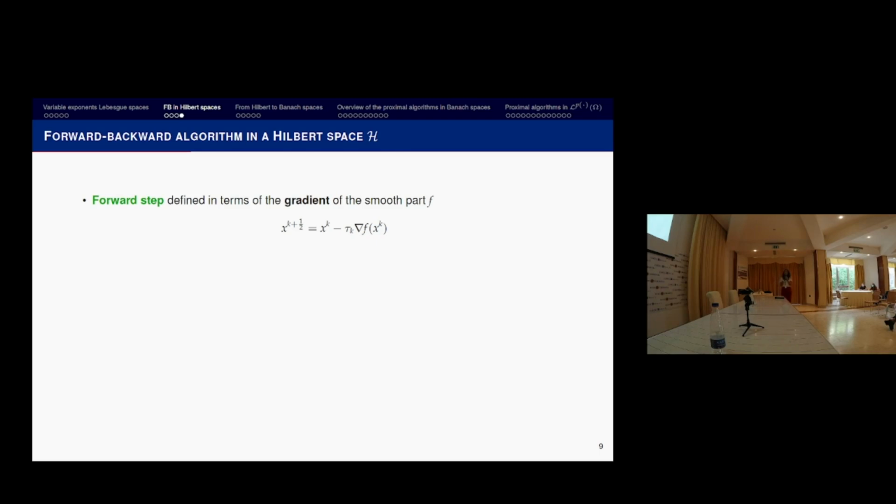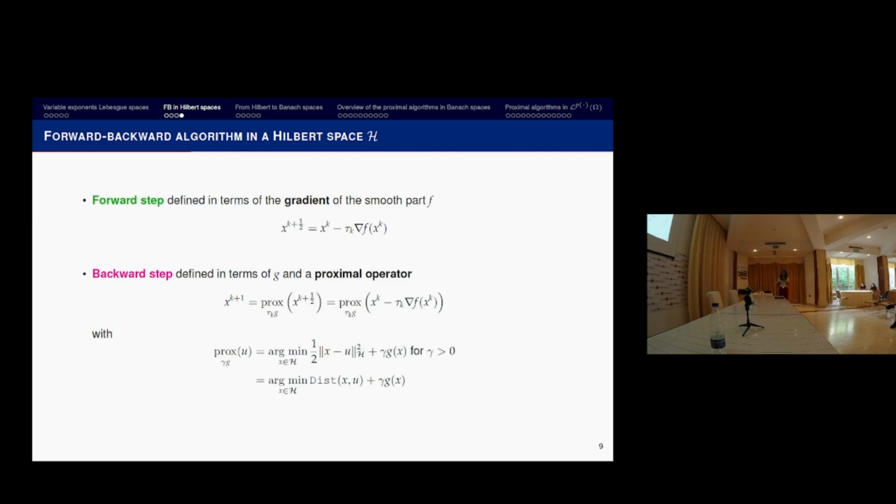So the first step we have to compute is the forward step or gradient step, and it depends on the smooth function f, and basically we move into a descent direction for the function f. And then we want to compute also a step that decreases the value of the function g, and this is done by a proximal step defined in terms of the proximal operator that basically tells us that we are decreasing the values of g but staying close to the step we have just computed before.